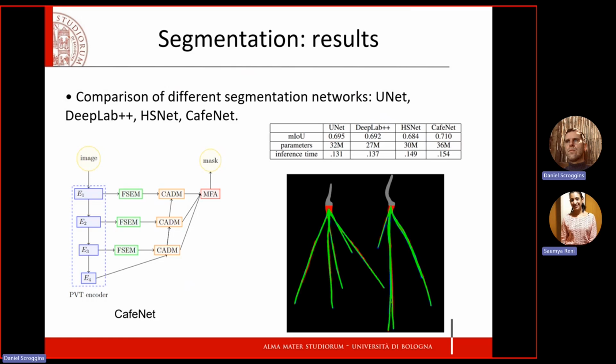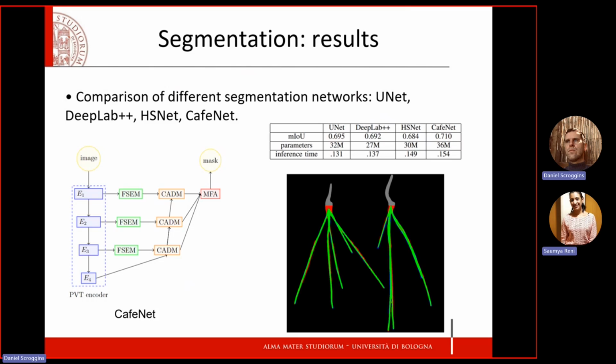As you can see from the table, the best results are the ones obtained by CAFNet. We reach intersection over union performance greater than 70%. That is quite good, as you can see from the image.